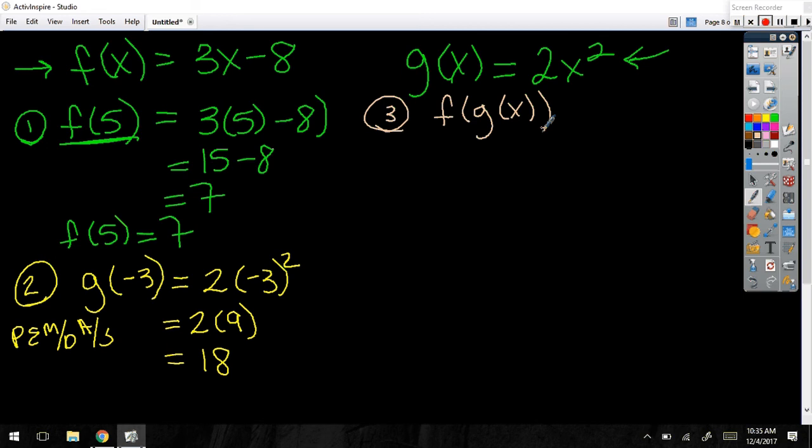Okay. Now, I always tell everybody it's easier if you work from the inside out. So, in other words, it may be easier for you if you look at g of x and say, okay, I know what g of x is. What is it? 2x squared. 2x squared.